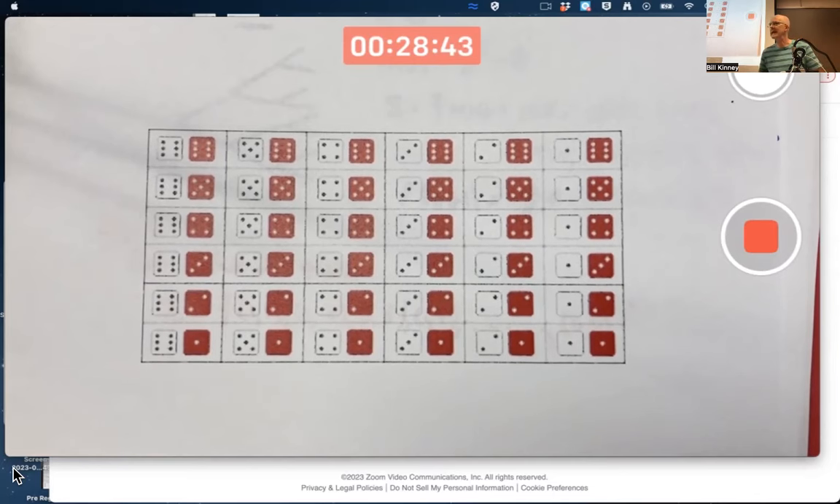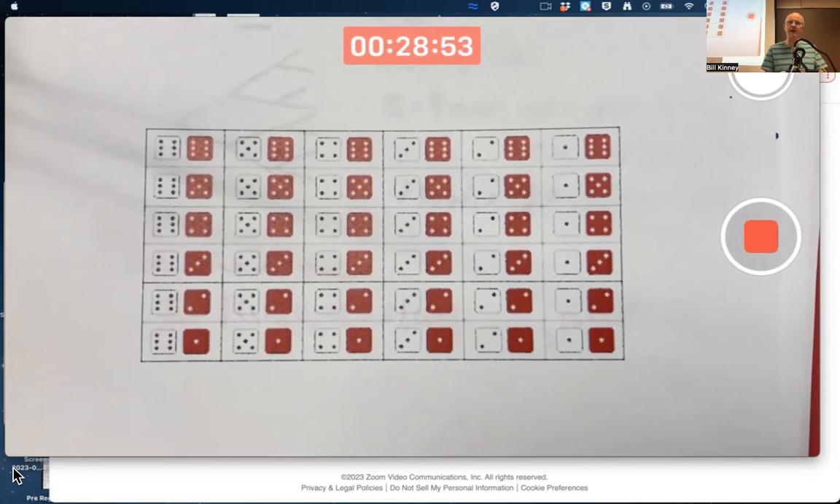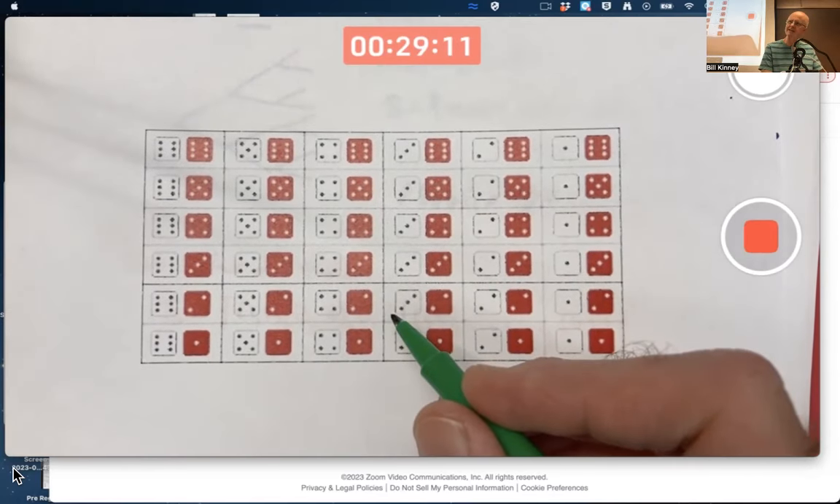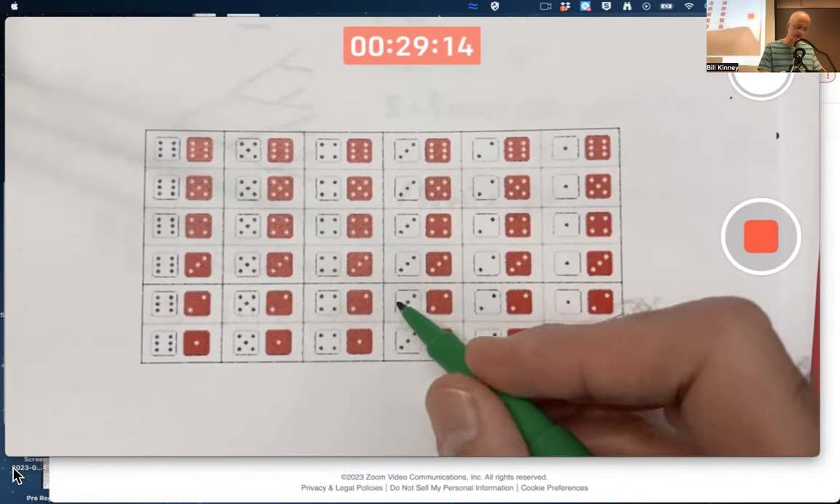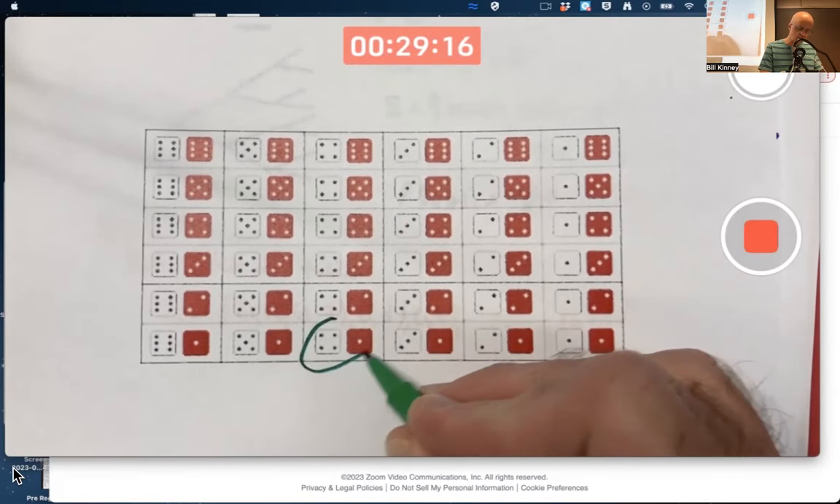What's the probability that the sum of the numbers on the 2 dice that I rolled is 5? There's 36 possible outcomes. If they're all equally likely, the probability of any one of these is 1/36, in the ballpark of 3% chance. Which ones have a sum of 5? Is that what I said, or did I say 6? Did I say 5? Okay, sum of 5. These do.